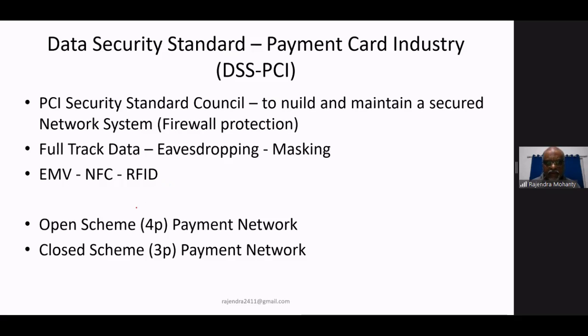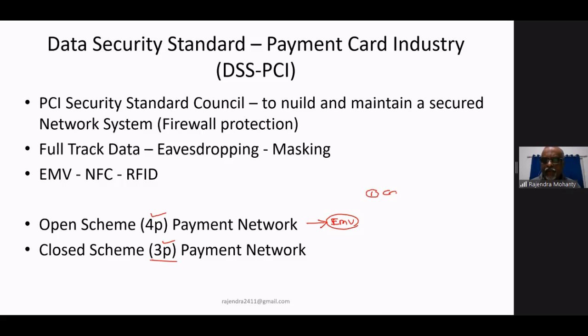So what is an open scheme payment network, and what is a closed scheme payment network? Basically, open scheme payment network means there are 4 parties involved. Closed scheme means 3 parties involved. For the open scheme network, take EMV, Europay, Master and Visa. These 3 operate under this open scheme or 4P payment network. As I told you, what are the 4 parties involved?